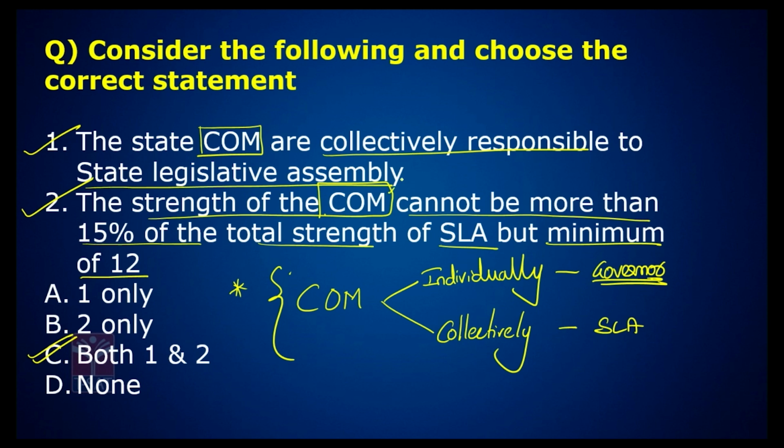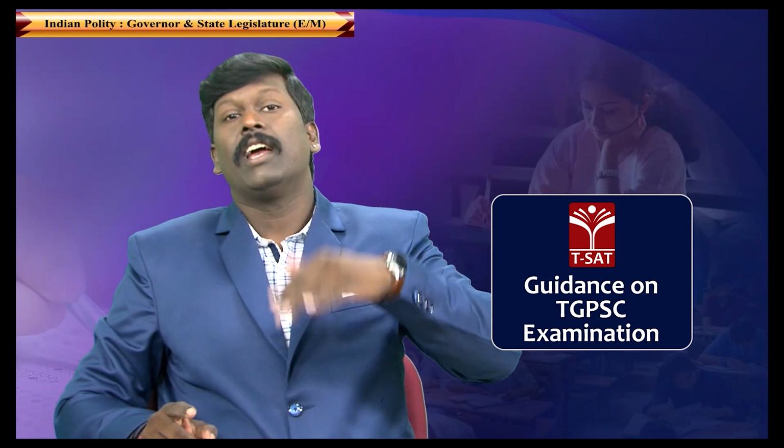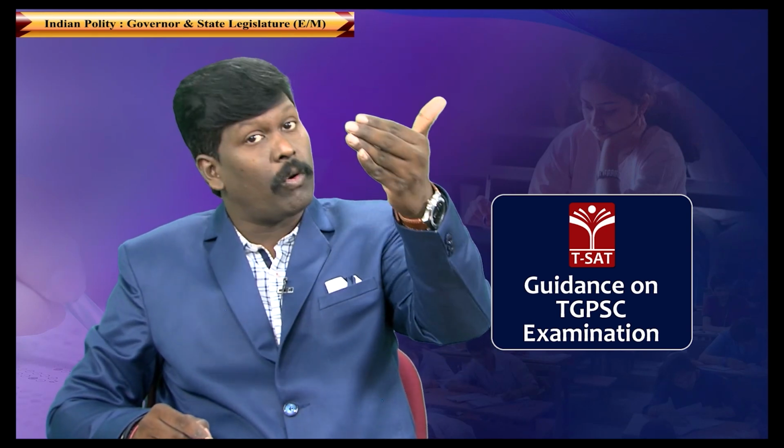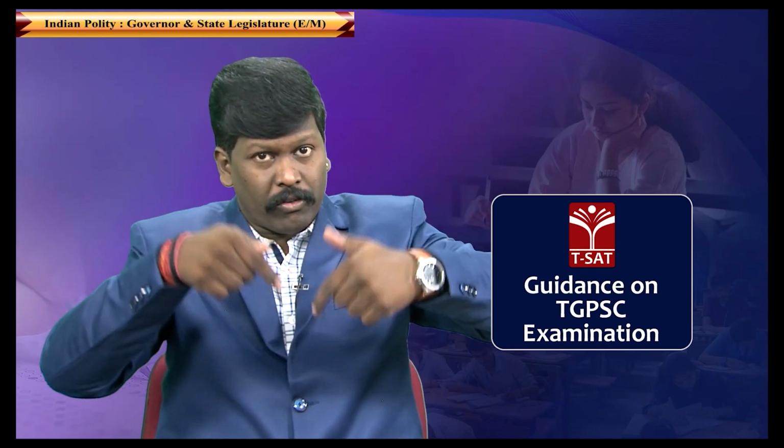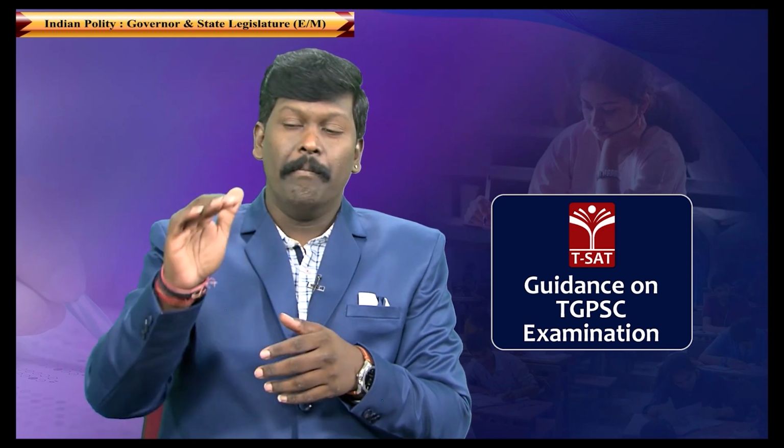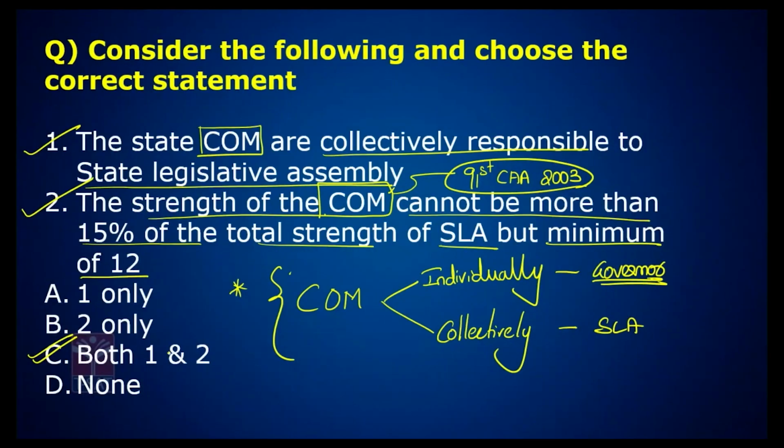The strength of the Council of Ministers is nowhere mentioned in the original constitution. It was added by the 91st Constitutional Amendment Act 2003. According to it, the strength of the Union Council of Ministers cannot be more than 15% of the total strength of the Lok Sabha. The strength of the State Council of Ministers cannot be more than 15% of the total strength of the Assembly, but minimum 12. There is no minimum number mentioned for the Union, but a minimum number is mentioned in the state. So the answer is both the statements are correct.